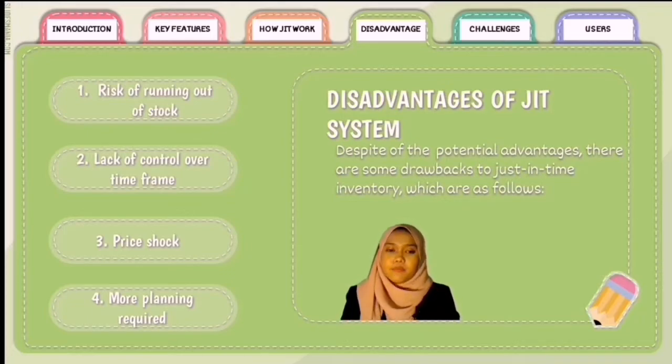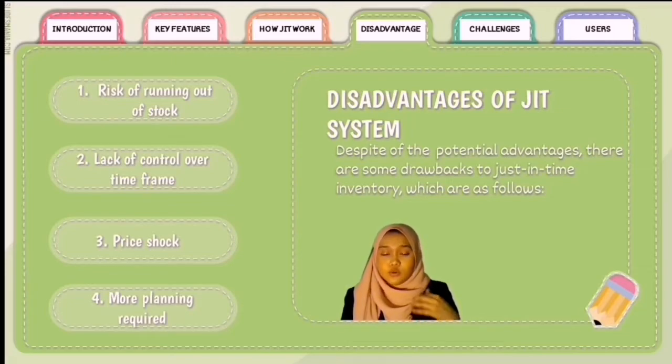So next, the price shock. As we know, the JIT system itself is a model that depends on the supplier's performance and timeliness, which are very hard to ensure. Additionally, the manufacturers need to be able to cover any sudden increase in the price of raw materials, since they cannot afford to order during better pricing.